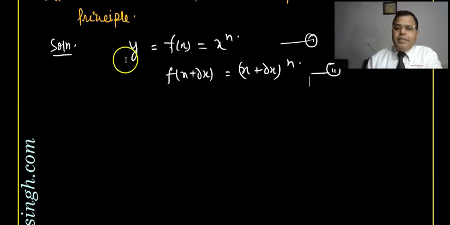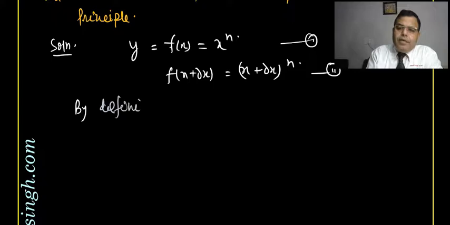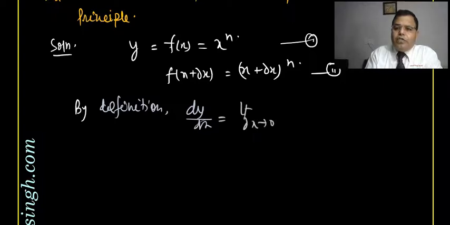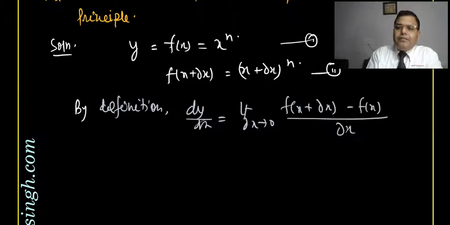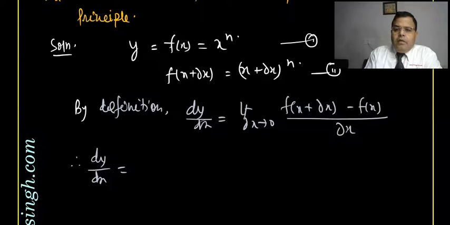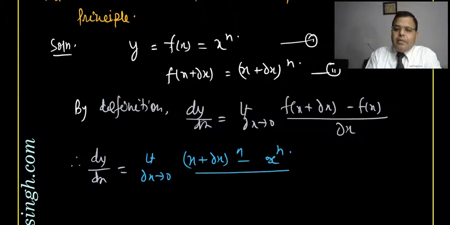Now dy by dx, by definition we can write: dy by dx is equal to limit delta x tends to 0, f(x plus delta x) minus f(x) divided by delta x, isn't it? So using this, dy by dx is equal to limit delta x tends to 0, f(x plus delta x) is nothing else but (x plus delta x) whole to the power n, minus f(x) is x to the power n, upon delta x.